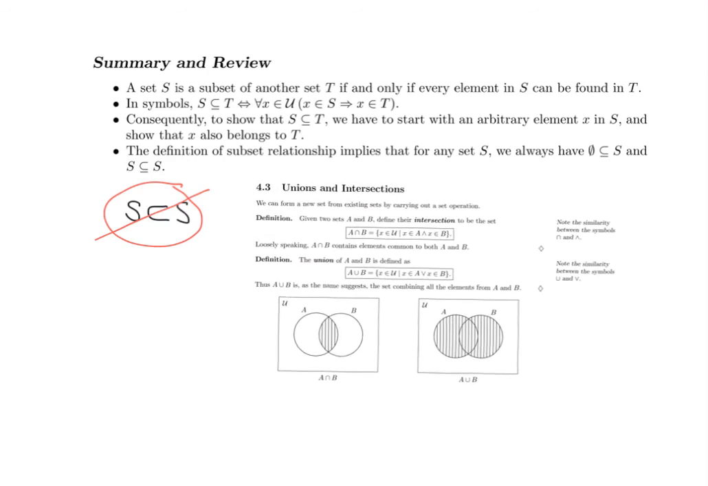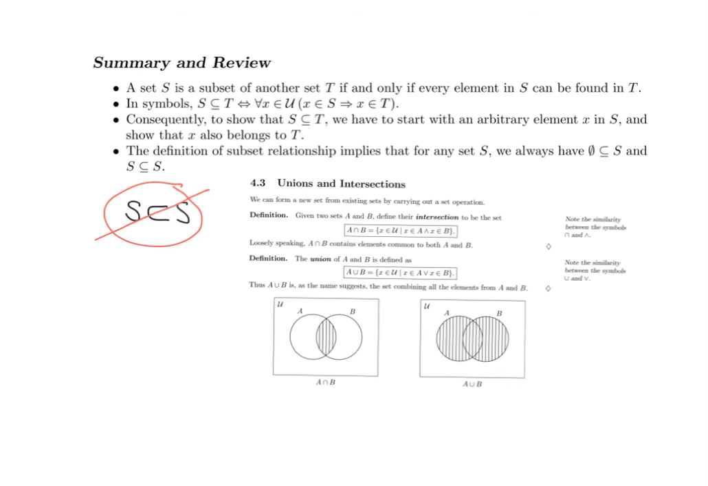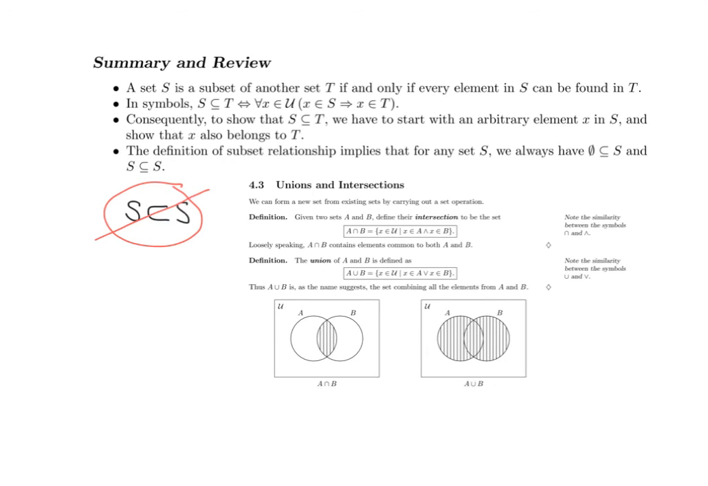Quick look ahead. The next section will be talking about unions and intersections and other operations that you can do on sets. And it will turn out that a lot of the proofs involving these will yield some properties that are actually exactly the same in a lot of ways as the properties that we talked about in chapter 2.